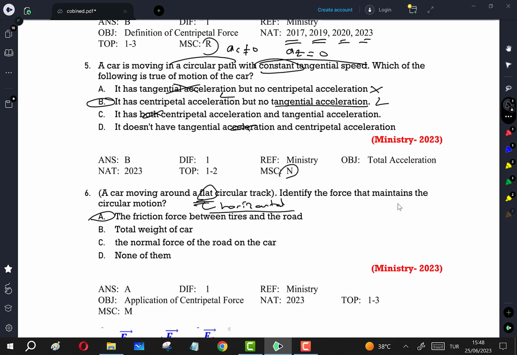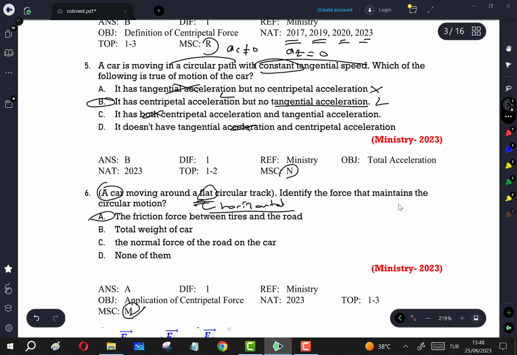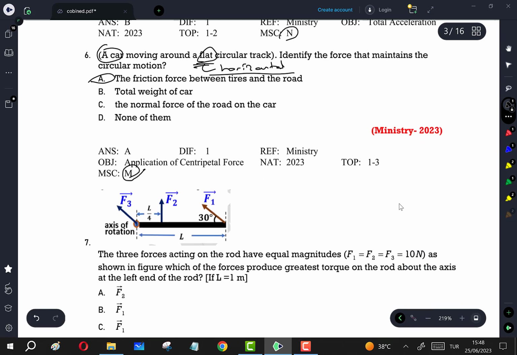Total weight is vertical. It is not effective. It cannot point to the center. Normal is vertical also. It cannot point to the center, not effective. So only A is the correct answer. This is also modified, because these questions appear with several devices, sometimes bicycle, sometimes motorcycle, or track, it doesn't matter. So for a flat circular track, a flat horizontal contact surface in a horizontal circle, the force of friction between the tires and the road is the centripetal force, which provides circular motion.